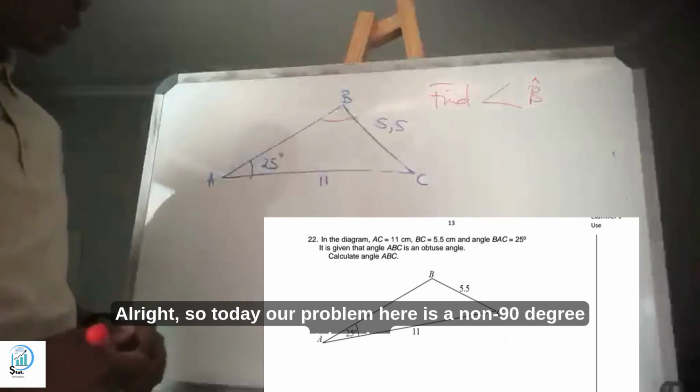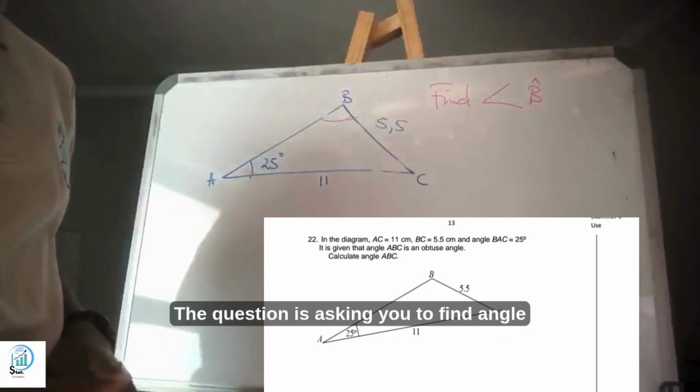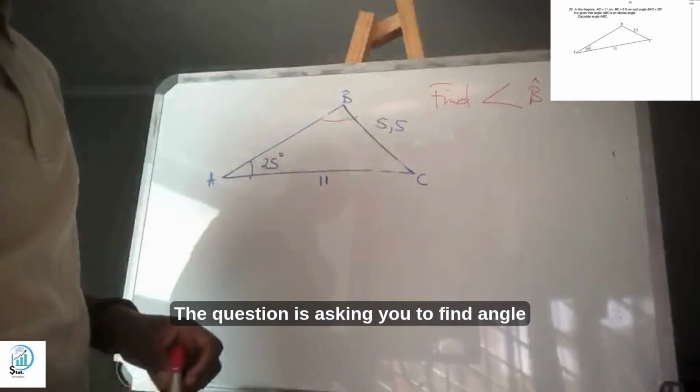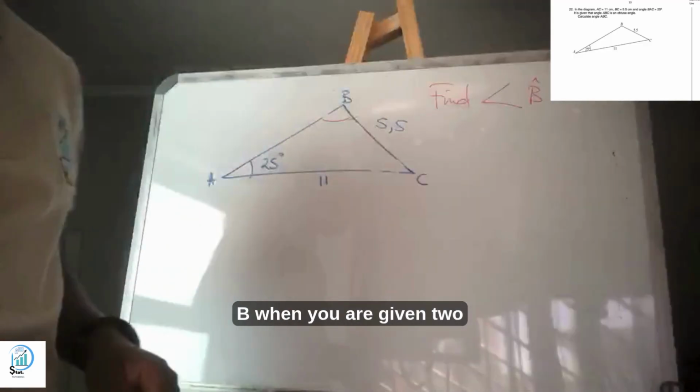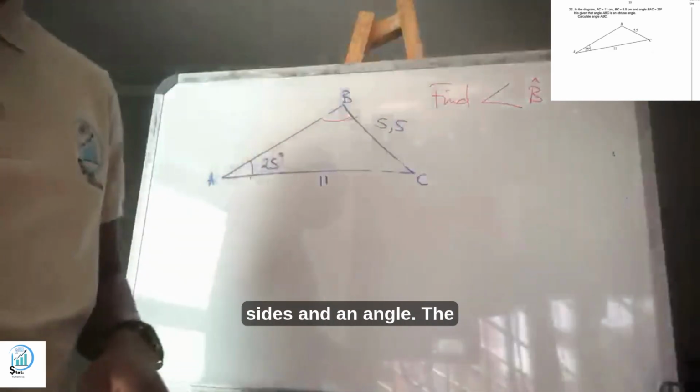All right, so today our problem here is a non-90-degree triangle. The question is asking you to find angle B when you are given two sides and an angle.